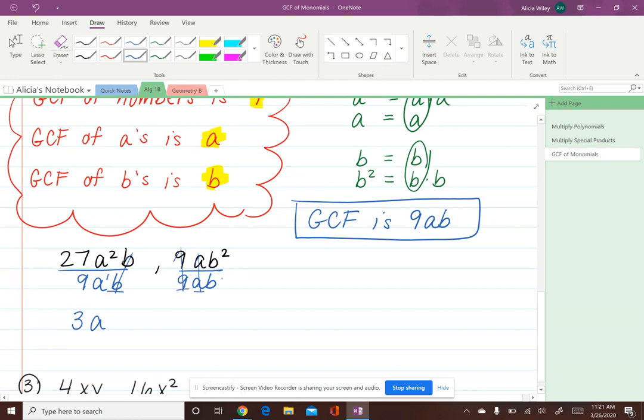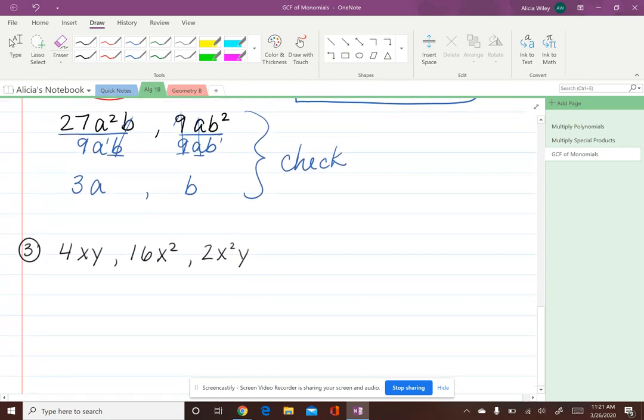And then b squared divided by b to the first technically is b to the first because we subtract the exponents. So you can see that when I divide by the GCF, I get results that not only are not fractions, but they also don't have negative exponents. So this is sort of like your check if you wanted to check. And again, you can do that check in your head.